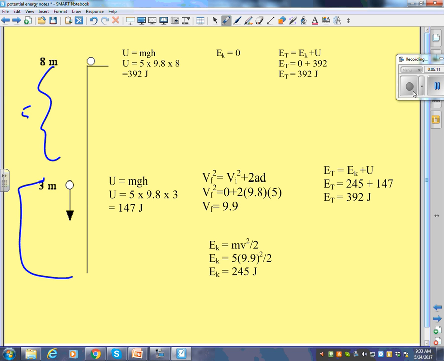You add them together, it's 392. Notice that they are the same. Why are they the same? Because energy must be conserved.